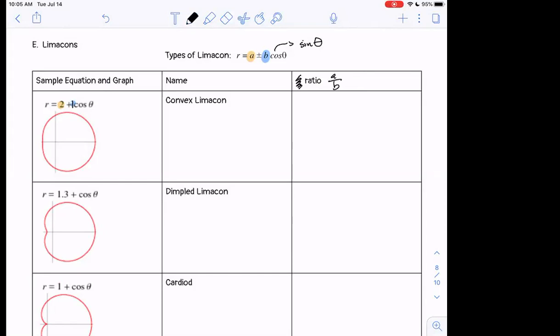So let's take a look at the a value. The a value here is 2, and the b value is 1, and 2 divided by 1 is 2. So in the case where a over b is 2 or bigger, you're going to end up with a shape that looks like this, and it's called a convex limaçon. This happens when a over b is greater than or equal to 2.